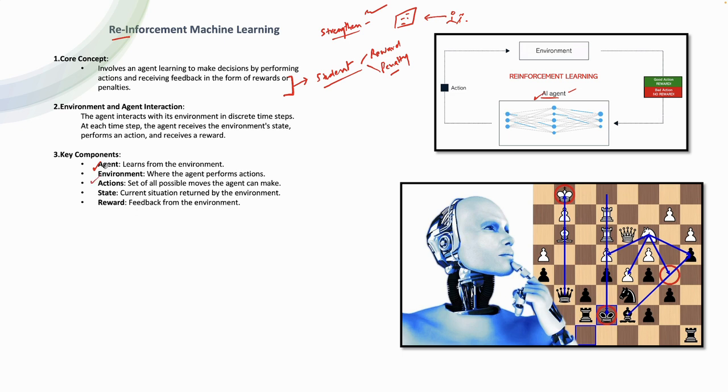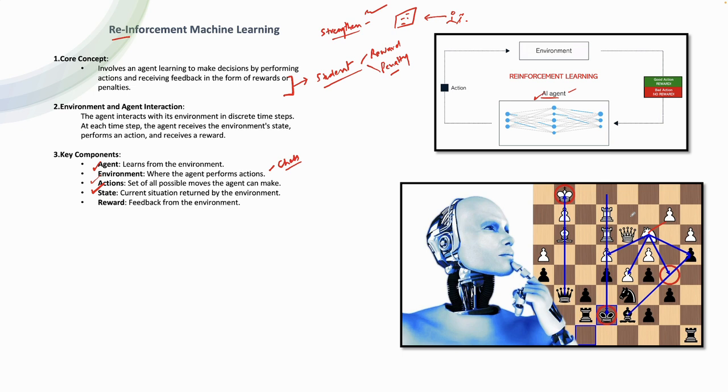And the environment is where the agent performs the actions. Here you can take an example of a chessboard or a game of chess. Your environment is the game of chess, or the chessboard. This is the place where the agent is performing the actions. What are the actions? Actions are all the moves. This is one move. If I'm moving my king from here, my rook from here to here, or my horse from here to here, this is a move. The set of all the possible moves that an agent can make is called an action.